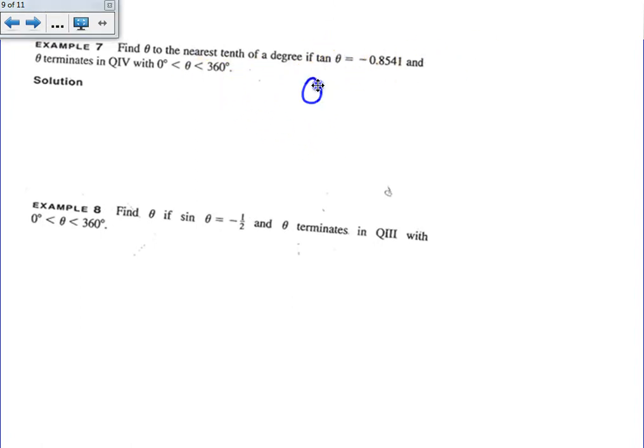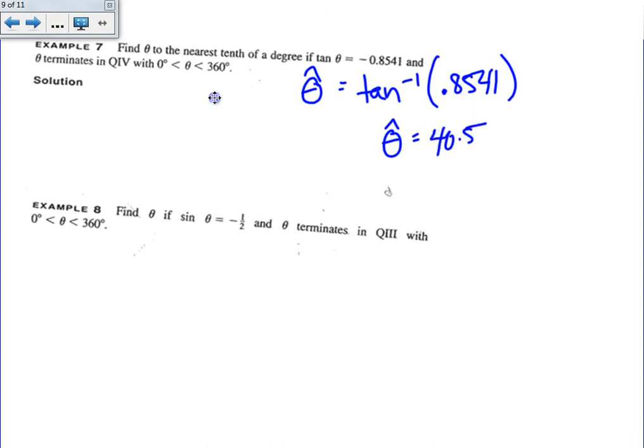So, let's first find our reference angle for this example, and let's go ahead and do it the way your book does. So, inverse tangent, instead of negative 0.8541, we'll do positive 0.8541, and we'll come up with a reference angle of, and I'm going to cheat because I already did this, 40.5.